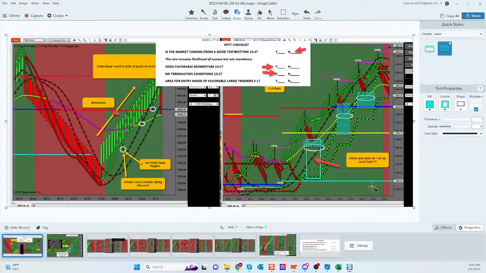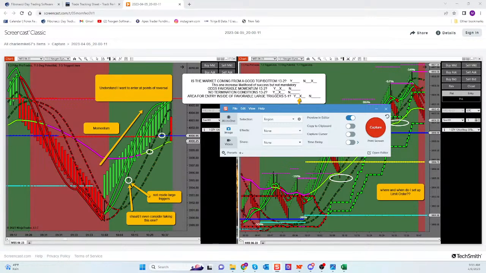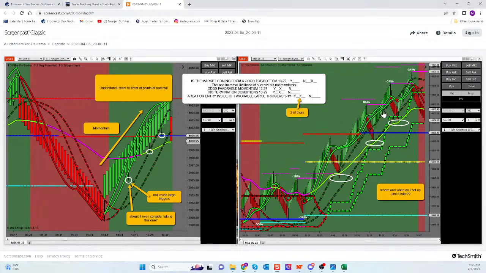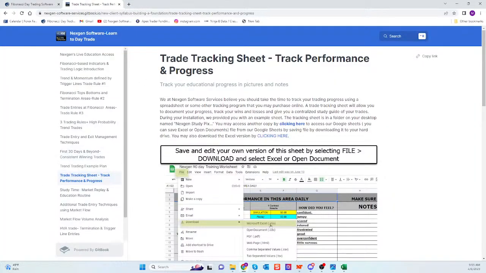So what you're doing right now, and I think that this is one of the best pictures ever, is you're allowing your opinion to get in the way of your rules. Does that make sense? The most expensive accessory that I own is my opinion. Because my opinion gets me into trouble. My opinion gets me fighting strong triggers. My opinion gets me not getting in at the area inside of favorable large triggers. My opinion keeps me out of winners.